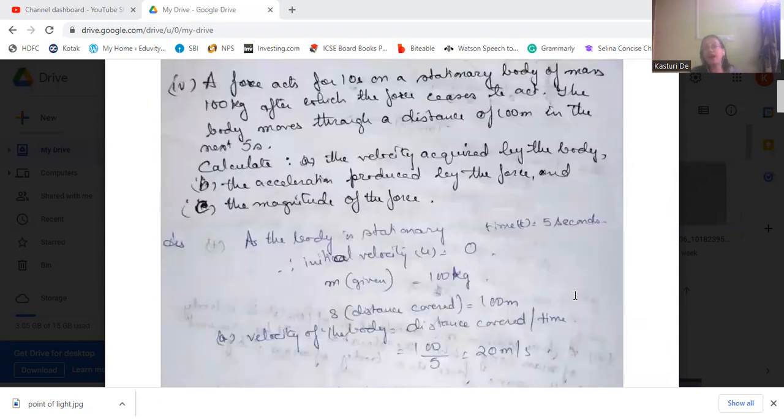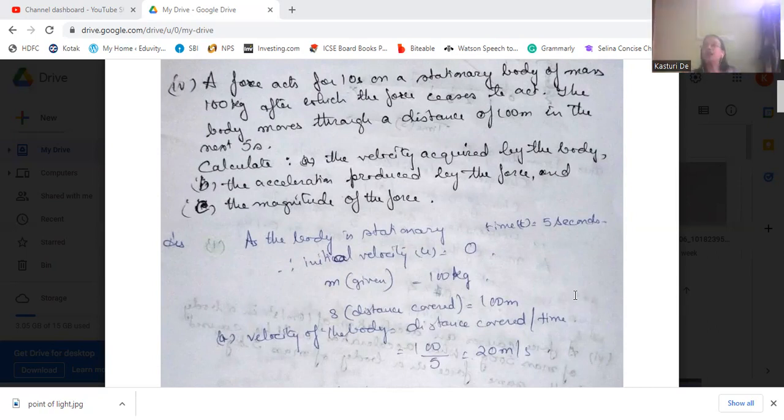Next is a force acts for 10 seconds on a stationary body of mass 100 kgs, after which the force ceases to act. So it's a force which is acting for 10 seconds on a stationary body. Time is 10 seconds. What is the mass of the stationary body? It is 100 kgs. After which the force ceases to act. Force stops. Okay. Then the body moves for a distance. The body is moving for a distance of 100 meters in the next 5 seconds.